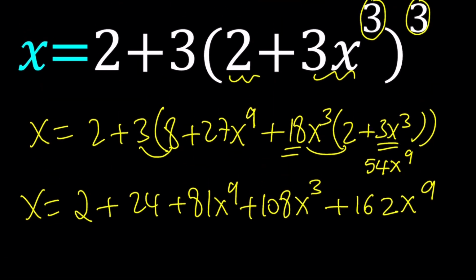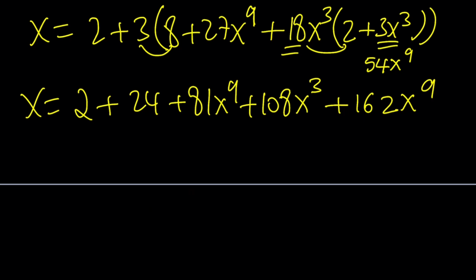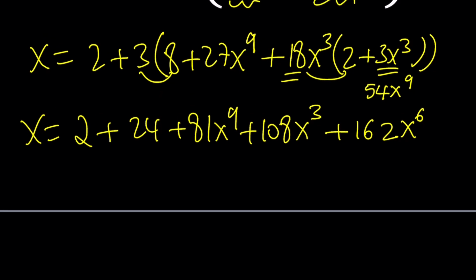So basically, we are trying to cube this expression. This is a cubed plus b cubed plus 3ab times a plus b. Actually, that's not ninth power. That's going to be the sixth power, because 3 plus 3 is 6.